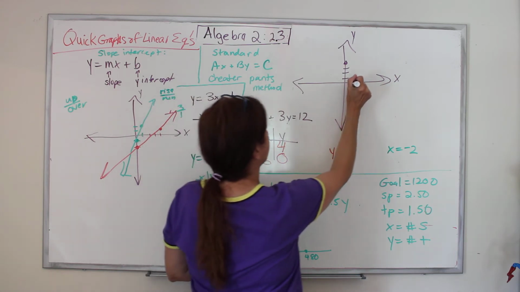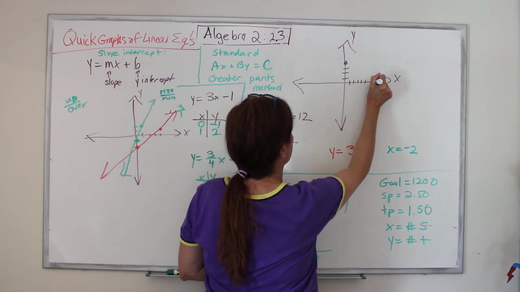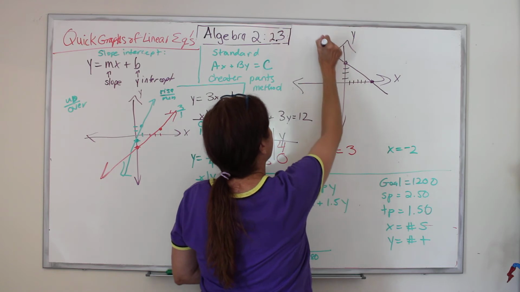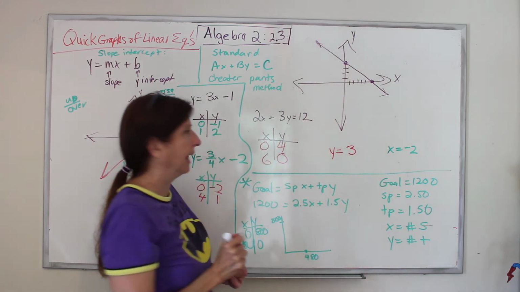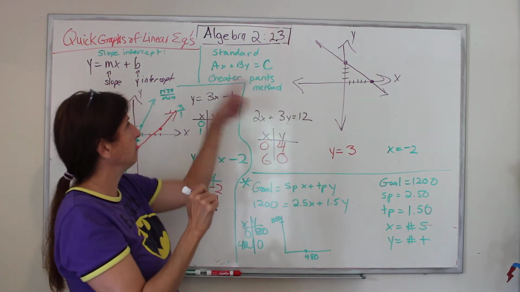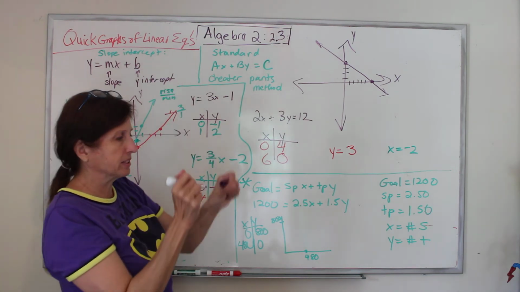And if x is 6, 1, 2, 3, 4, 5, 6, put a dot. Connect the dots. Bob's your uncle. There you got it. Okay? So that's the cheater pants method, and that's the slope-intercept method.